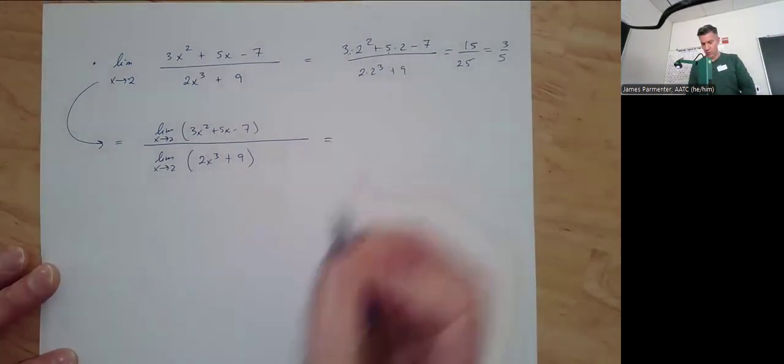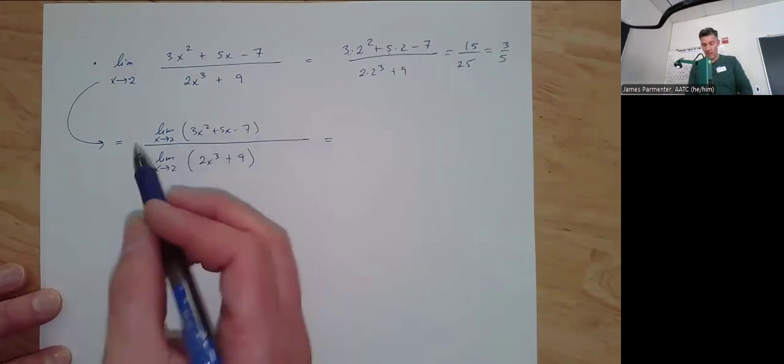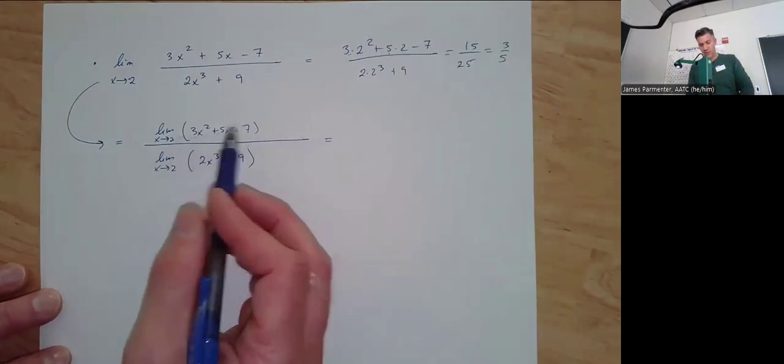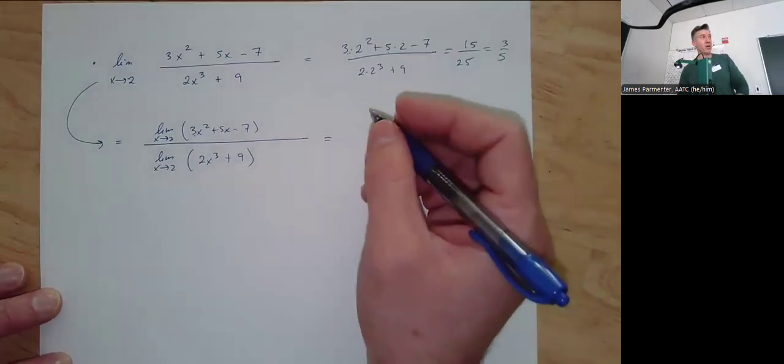Now we're going to use another limit rule. That the limit of a sum is the sum of the limits. So the limit of this plus this minus that is really the limit of this plus the limit of this minus the limit of that. So and this is where it gets annoying to write out.